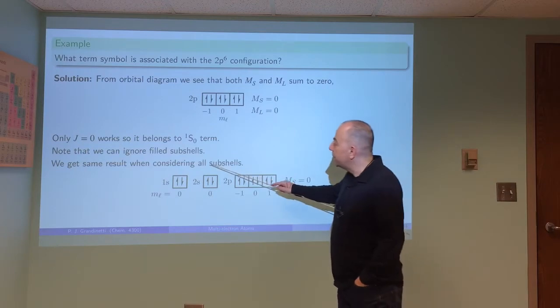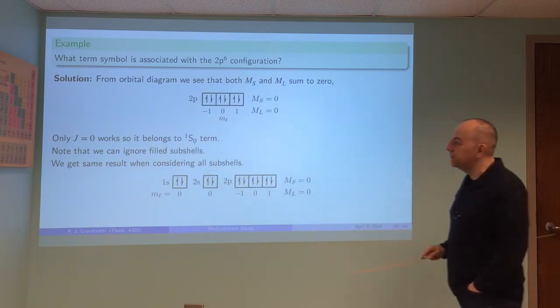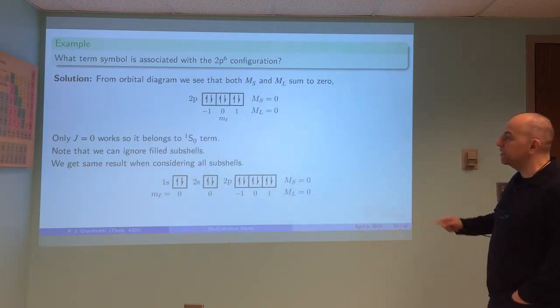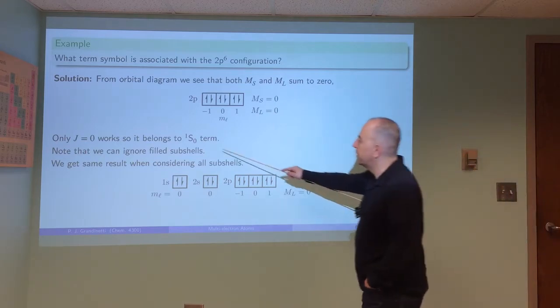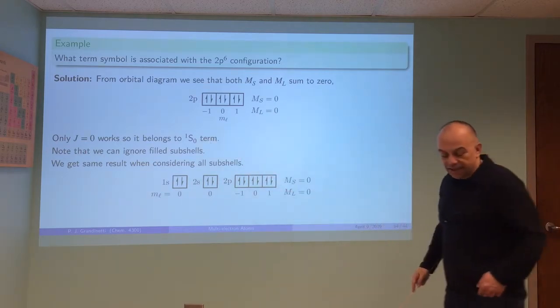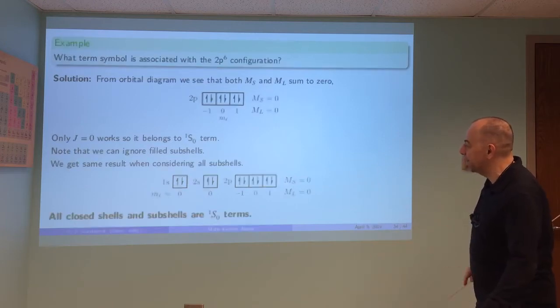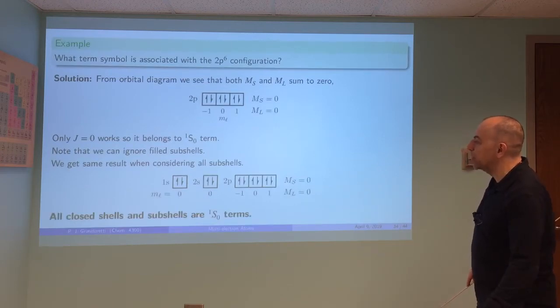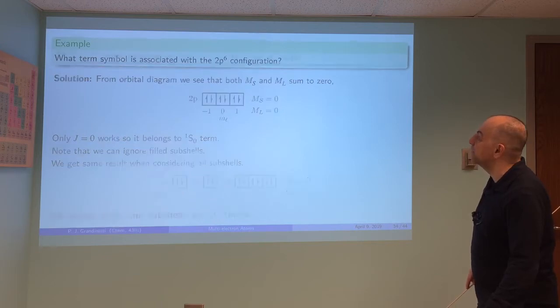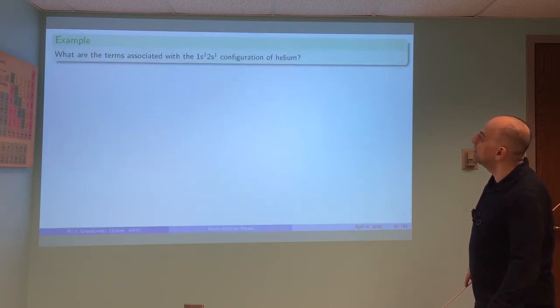So anytime you have filled subshells or shells, then you can just ignore them because they're all going to be singlet S0 states. Right? So those are sort of the easy ones. Okay, so all the closed shells and subshells are singlet S0s. Let's try another one here.